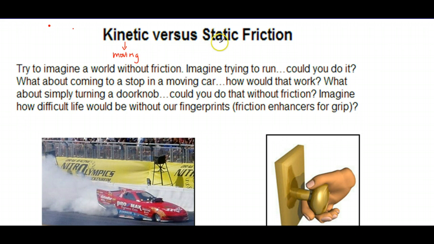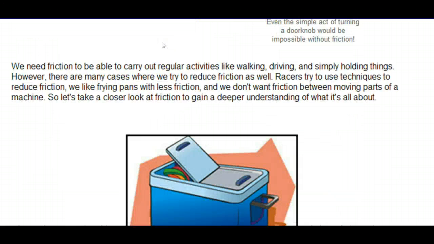And when you see the word static, it's the opposite, not moving or at rest. So when we think about these types of friction, there's a certain amount of friction involved when we attempt to move something before it starts moving. And then once it's moving, there's also friction involved as it's sliding against the surface that it's moving against. So these are the two different types of friction we're going to talk about here.